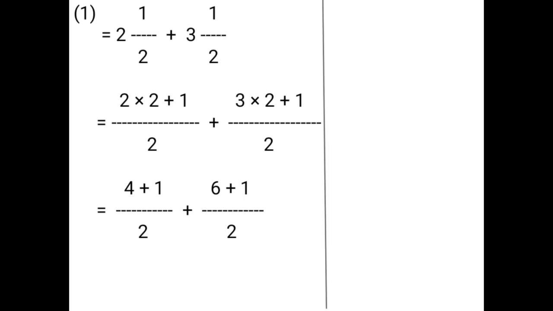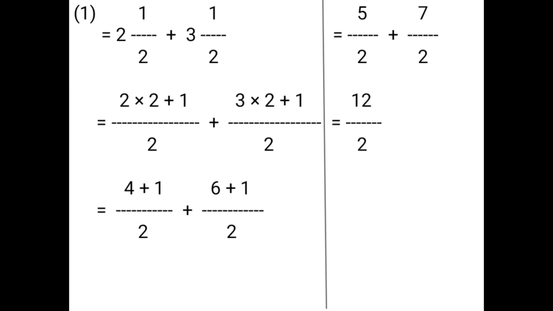That is equal to 4 plus 1 is 5 upon 2 plus 6 plus 1 is 7 upon 2. Now the denominator 2 is equal on both the fractions. You have to add only on numerator if the denominators are equal. That is equal to 5 plus 7 is 12 upon 2.